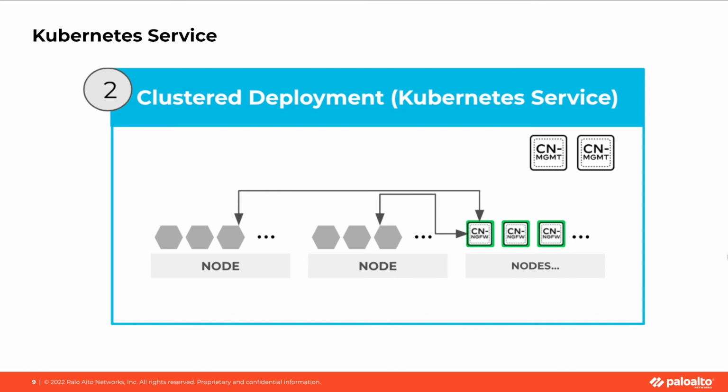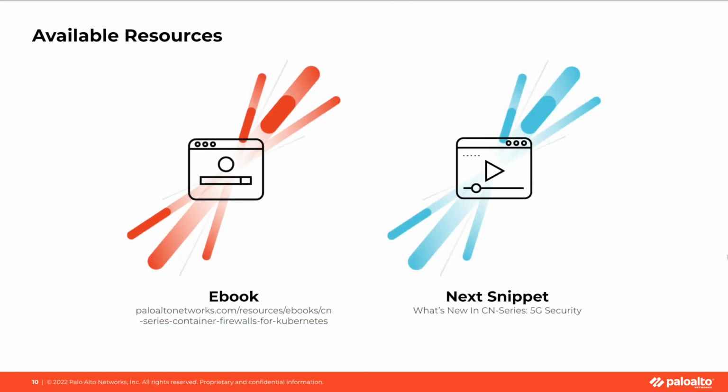In cluster deployment mode, the firewall data plane, CN-NGFW, runs as a Kubernetes service on dedicated security nodes. Cluster deployments are best suited for large Kubernetes environments where a distributed deployment would be resource intensive and cost prohibitive. Kubernetes services enable developers to expose applications, again in our case, CN-Series data planes, running on a set of pods as a network service.